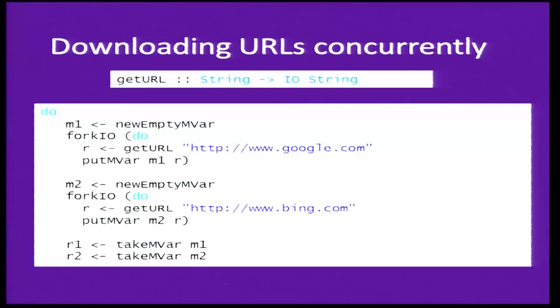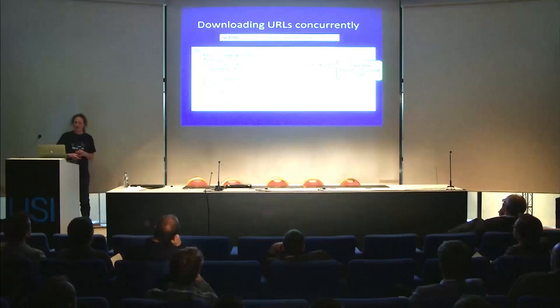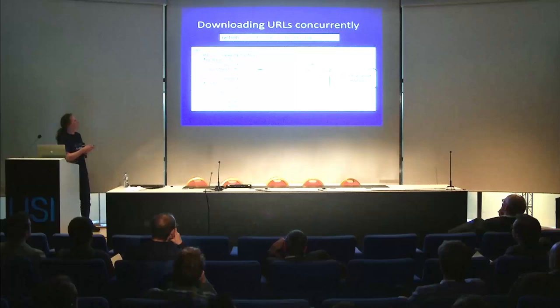So here's what the code looks like. Imagine we're given an operation called getURL, which downloads a URL. The URL is in the string that's the argument, and it gives you the contents of that URL in the string that's returned. So here's the code. The first line here creates an empty MVar to put the result into. Then we fork a thread that's going to call getURL. That's what it does in the thread. That downloads the contents of the URL and puts it into the variable r. Then the next thing we do is put the value in r into the MVar that we created just up here.